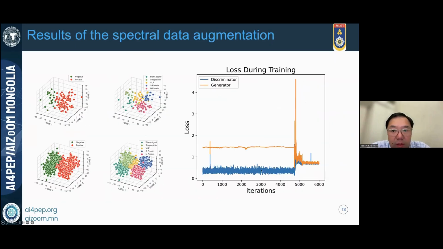So before the augmentation, the clusters were largely overlapped, making it difficult to distinguish between the classes. After applying the data augmentation, clusters became very well separated and clearly distinguishable. You can also see the loss training here when generating the data augmentation process.